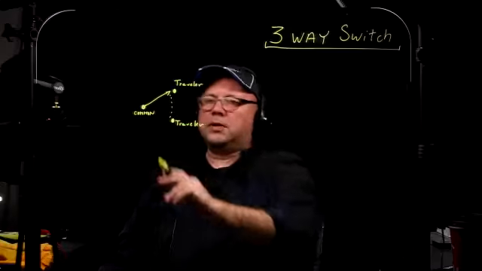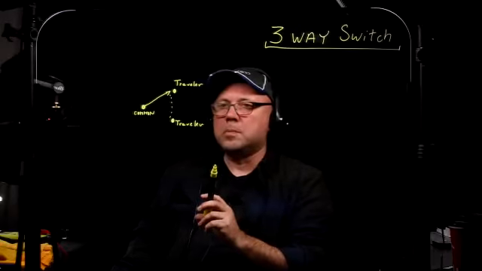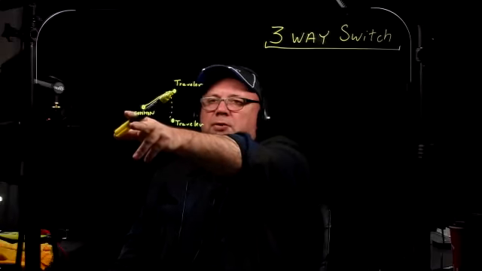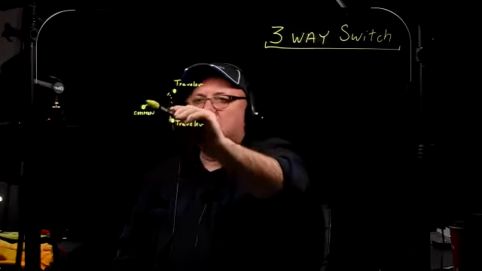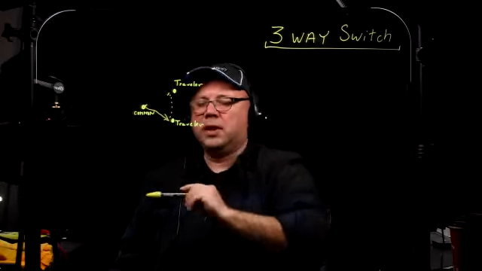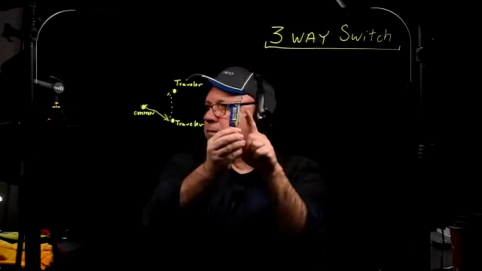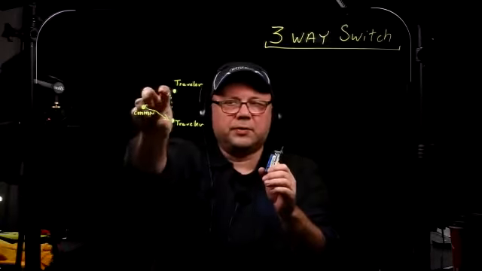So, a three-way switch has three points of connection. This pole either makes a connection with this traveler, or it makes a connection with that traveler by means of flipping the switch. Right. That's how we connect those. That's how the three-way switch works.